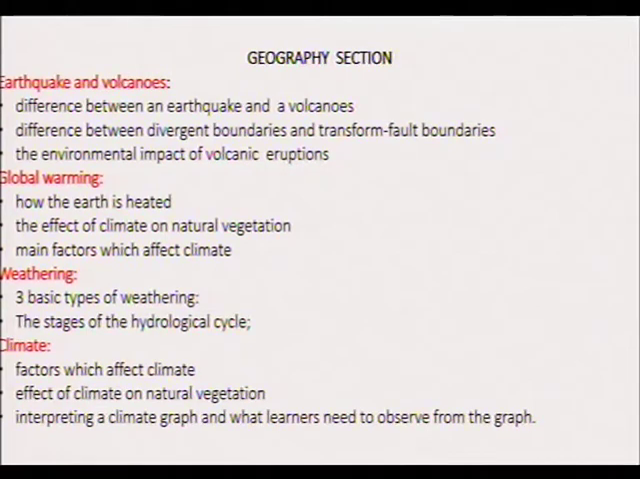Global warming is very important in terms of how the earth is heated, the effect of climate on natural vegetation, and the main factors which affect climate. All this in relation to global warming. Obviously, you studied the section on weathering. You know the three basic types of weathering, and then the other aspect is the stages of the hydrological cycle. We are talking about the cycle, so the stages of the hydrological cycle.